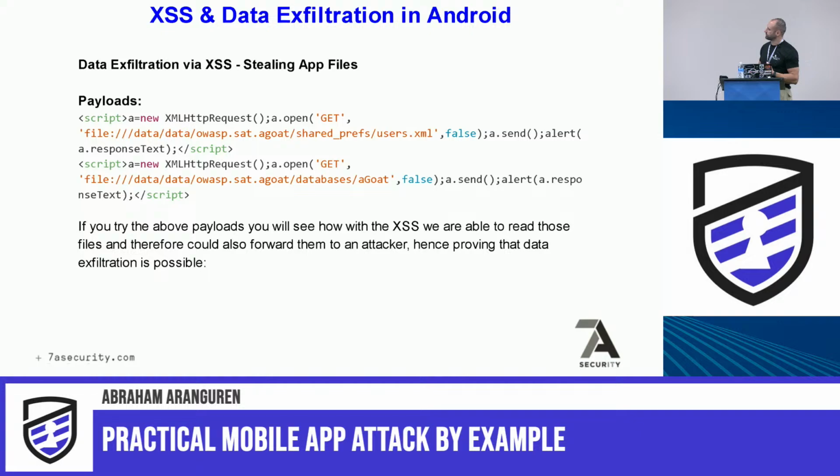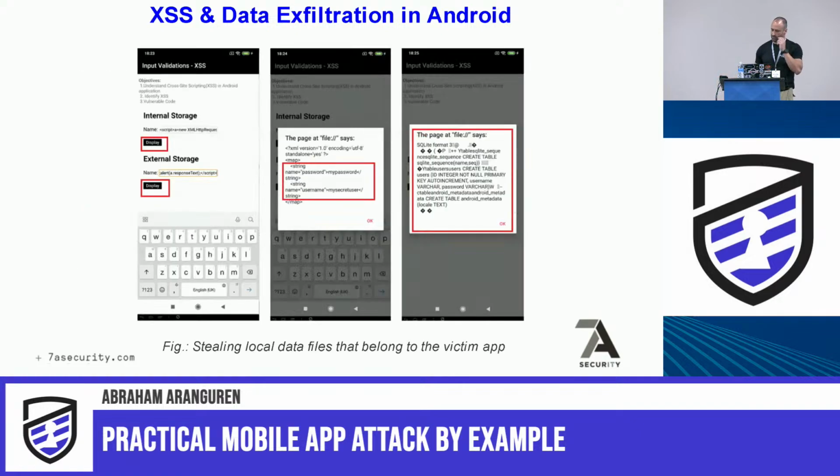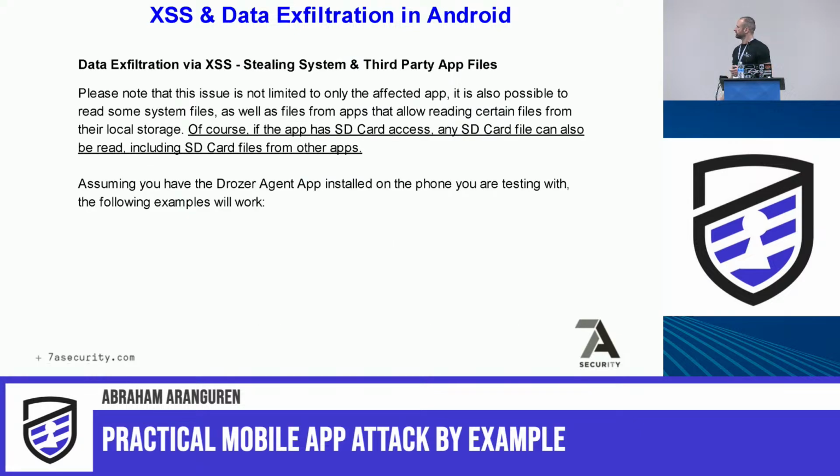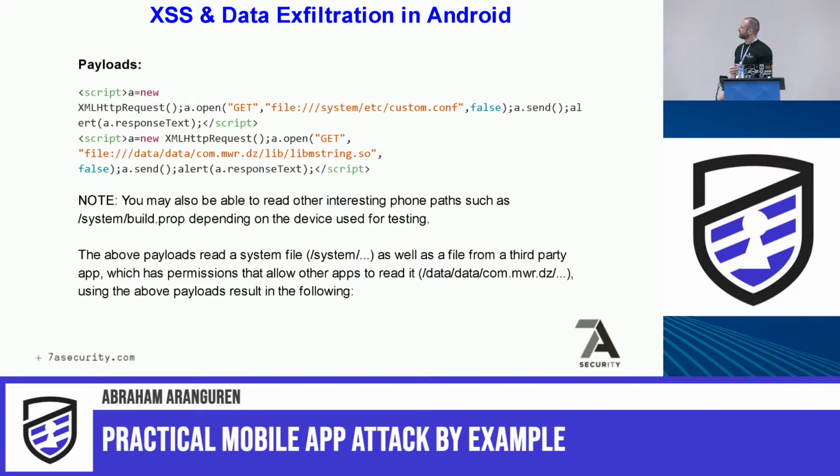And then you can start sending XML HTTP requests from the XSS to demonstrate that you can access local files, right? So you can read this user's XML, you can read the SQLite database, and you could, like in a real attack, send this to an attacker-controlled server, right? So this illustrates that this works, and I'll show the demo in a second.